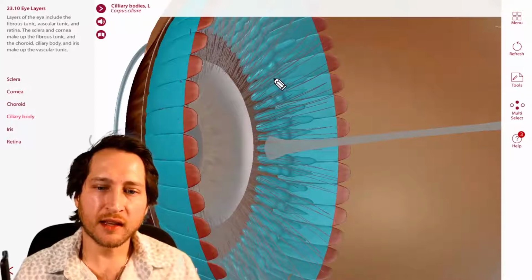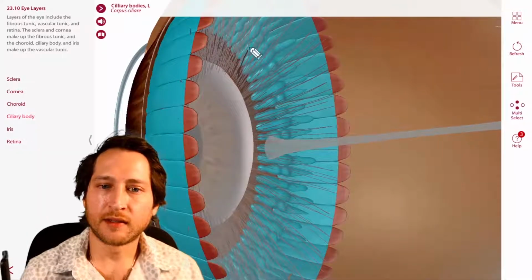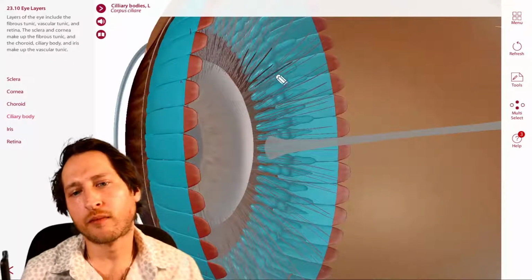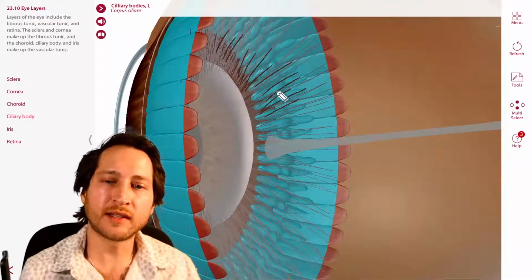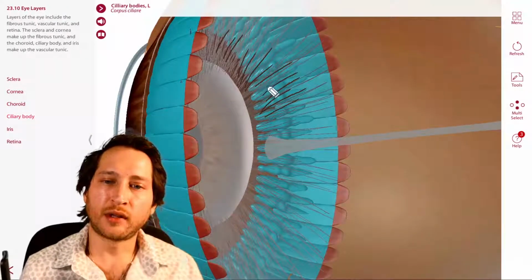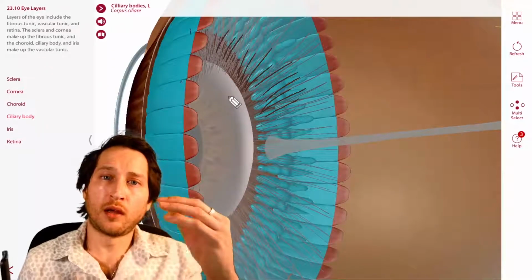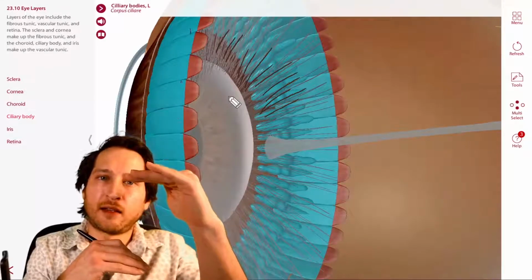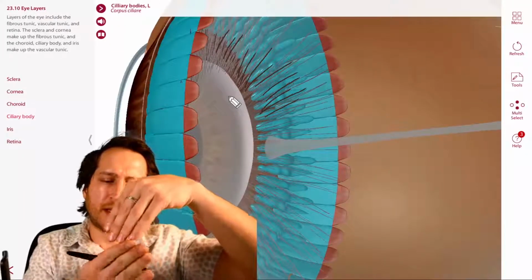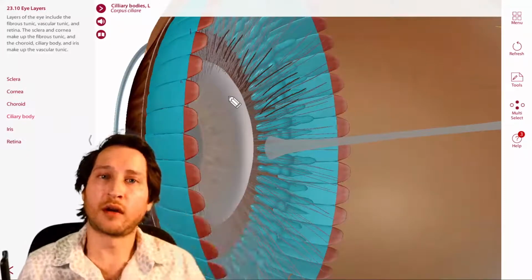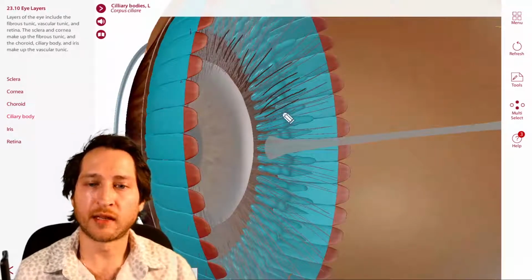But you can see that the ciliary body is connected to the lens via these structures called zonule fibers or accessory ligaments. And those accessory ligaments are going to either allow the lens to be flat and focus on close-up objects, or to basically straighten up and focus on distant objects. And so we'll talk about that process when we get to the PowerPoint slides.